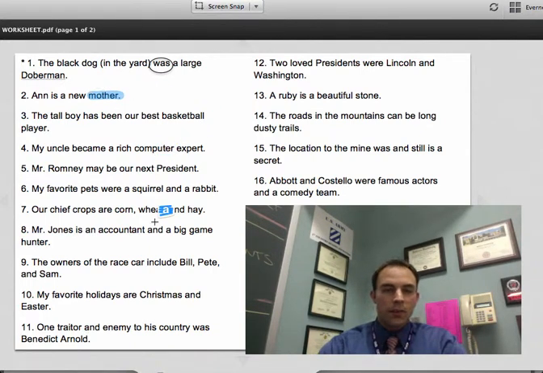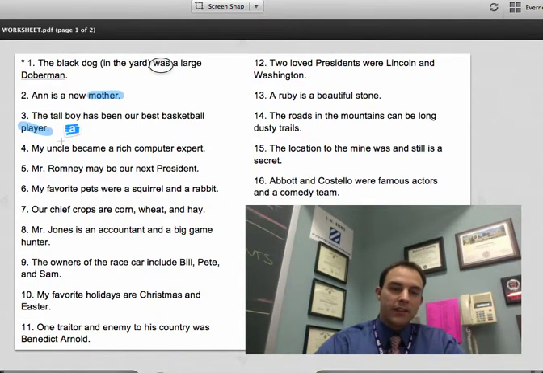Let's take a look at the next one. It says the tall boy has been our best basketball player. So obviously in this case you've got the boy as the subject. He has been would be the verb, and has been what? So our complement is going to be basketball player, or to clarify that, just player. So we would highlight that as being the predicate nominative there. Next one now, my uncle became a rich computer expert. In this case, uncle would be the subject. Became would be the verb. And what did he become? He became a computer expert, or in our case, simply an expert.